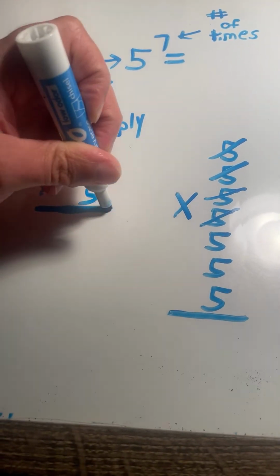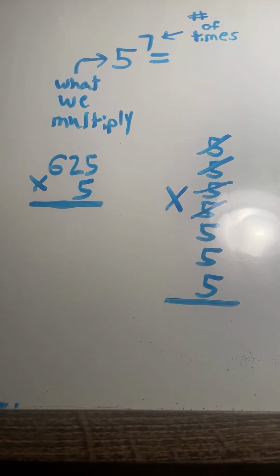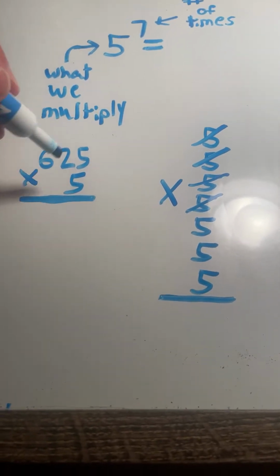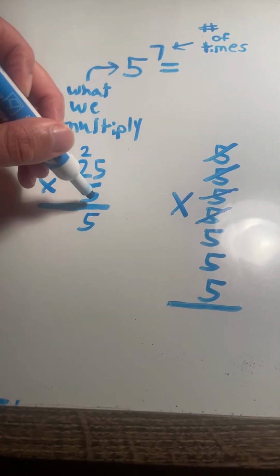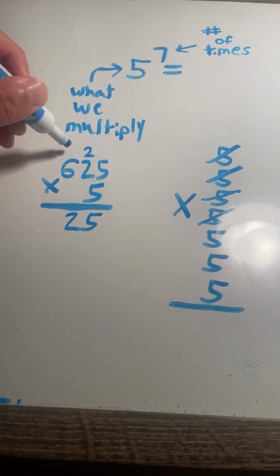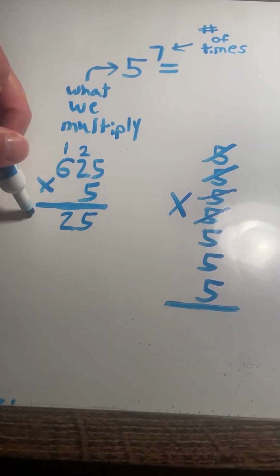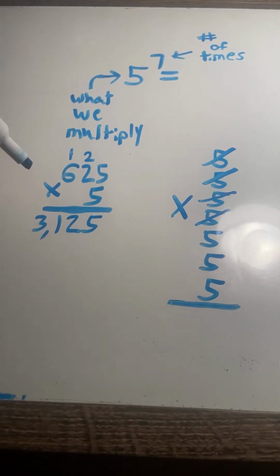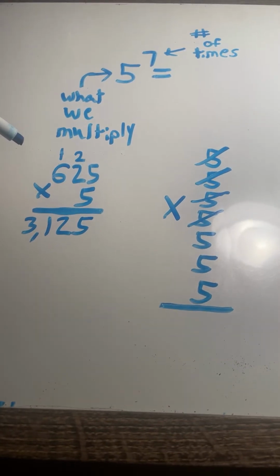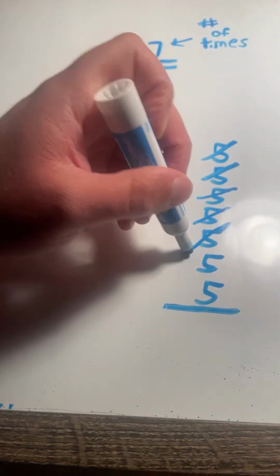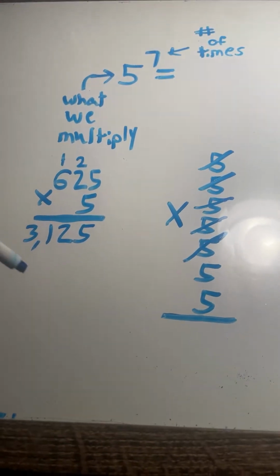Exponents and powers of 10 is basically repeated multiplication. Those are the two words I want you to think about when you see powers of 10, repeated multiplication. So 625 times 5. 5 times 5 equals 25. 5 carry the 2. 2 times 5 equals 10, plus 2 equals 12. 2 carry the 1. 6 times 5 equals 30, plus 1 equals 31. 625 times 5 equals 3,125. So we have just multiplied the number 5 5 times.